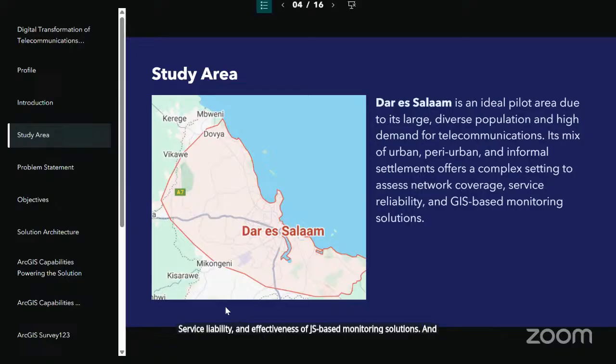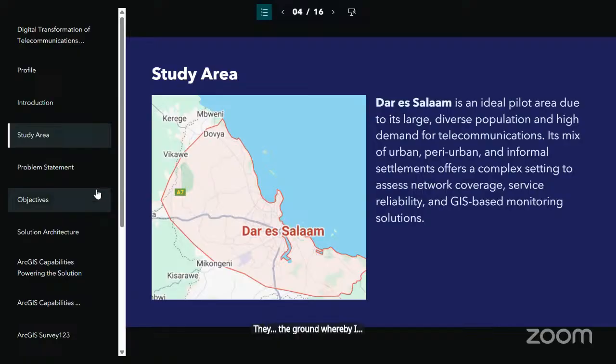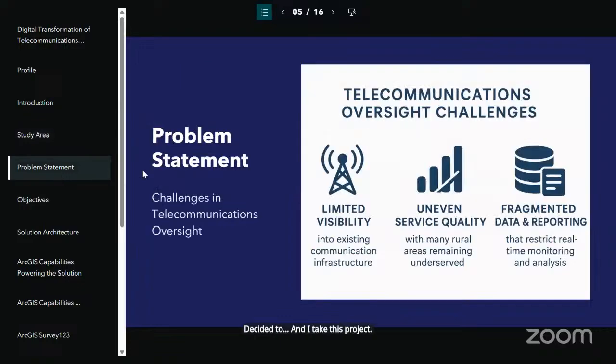And taking you through the ground whereby I decided to undertake this project. This is the problem statement of this project.